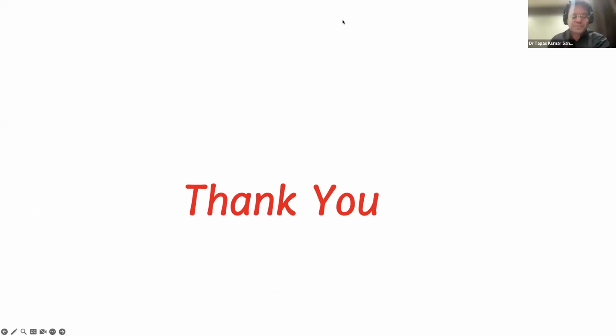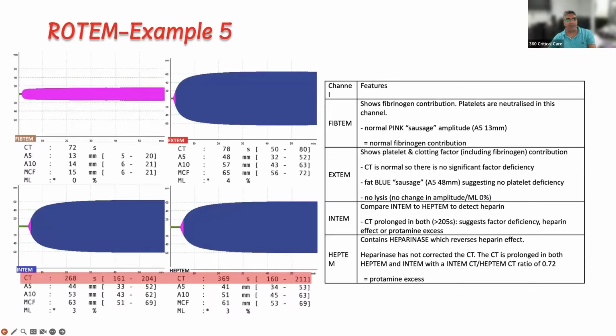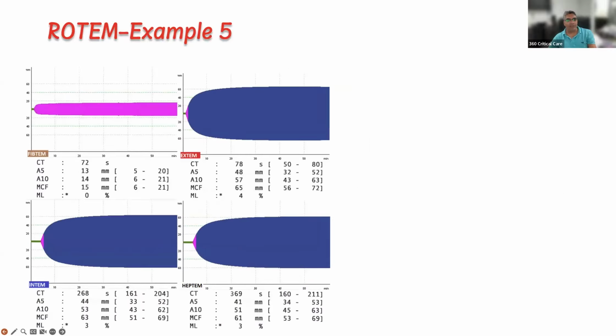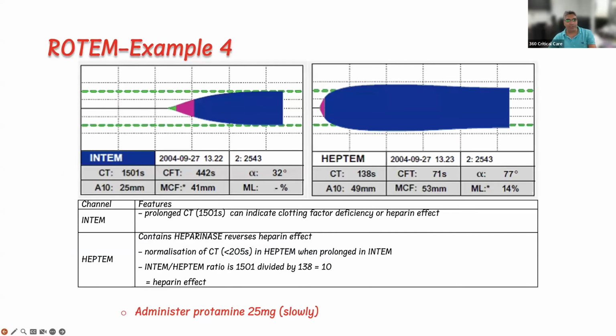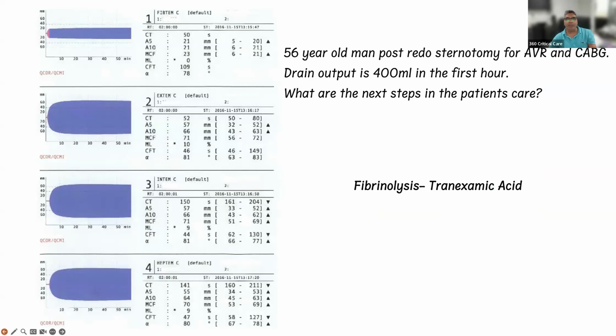What about other numbers? The previous two slides' answers, we discussed that already, didn't we? So this is the question. You mean this one? This is the heparin excess, because your clotting time is high in the INTEM, that gets better in the HepTem. So that means if you put heparinase, the clotting time gets normal. That means there is heparin excess. So that's the one, and the previous one before that is this.